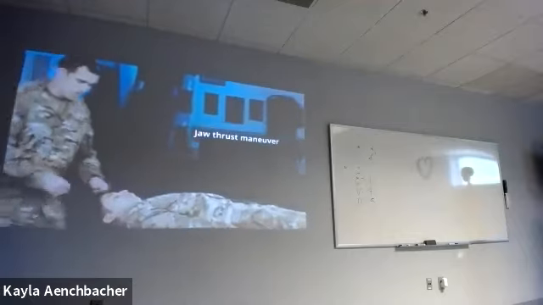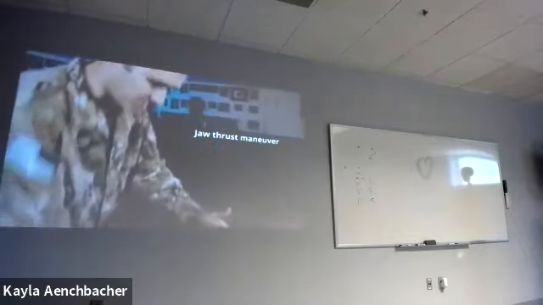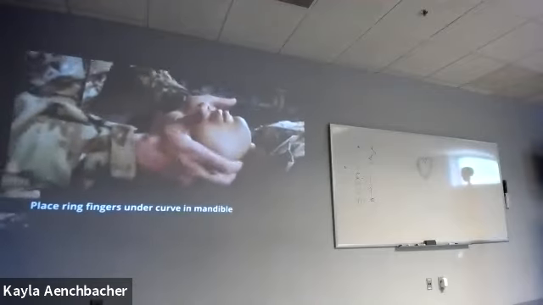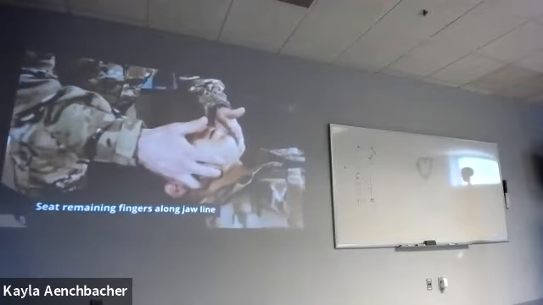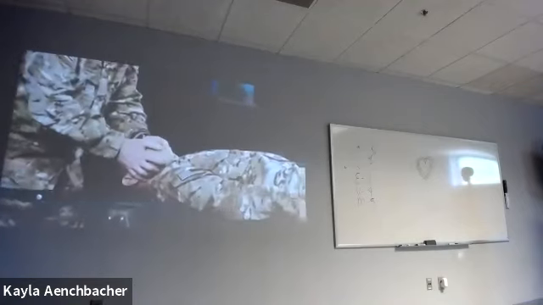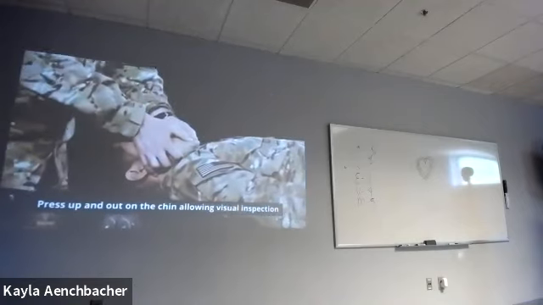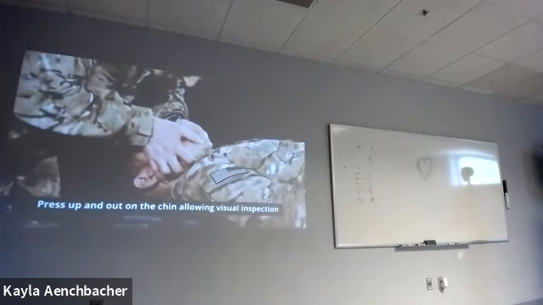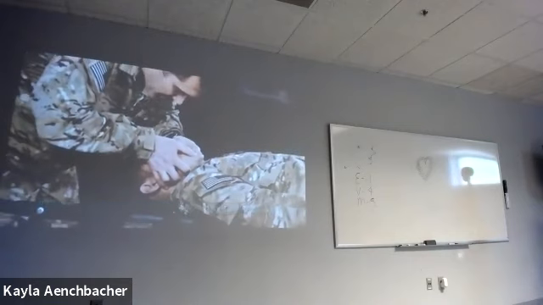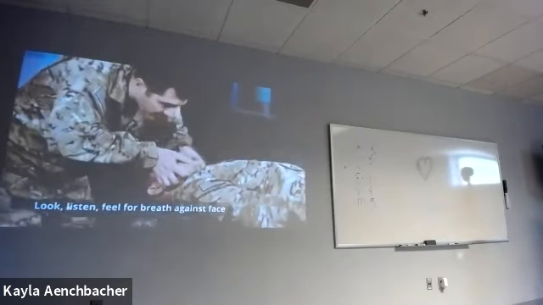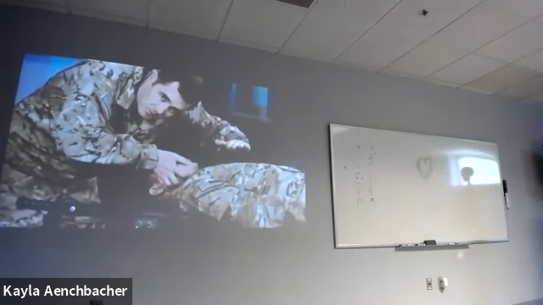We're talking about the jaw thrust. For the jaw thrust, you want to come down, use your ring fingers, and seat them under the curve of the mandible. Seat your middle finger and index finger along the jaw line. You're going to press up and out with your thumbs on the chin. This will allow a visual inspection to make sure there's nothing occluding the airway. You're going to look, listen, and feel for breath against your face, and look down the chest to make sure there's adequate rise and fall.